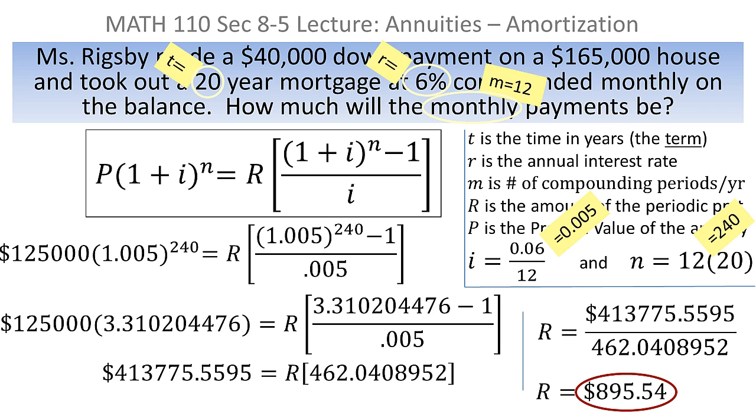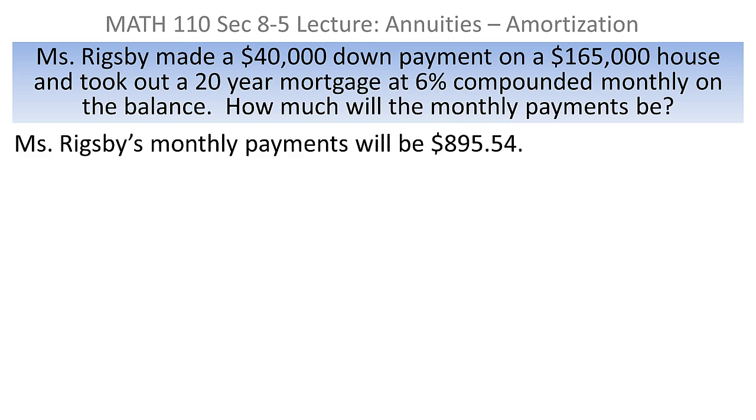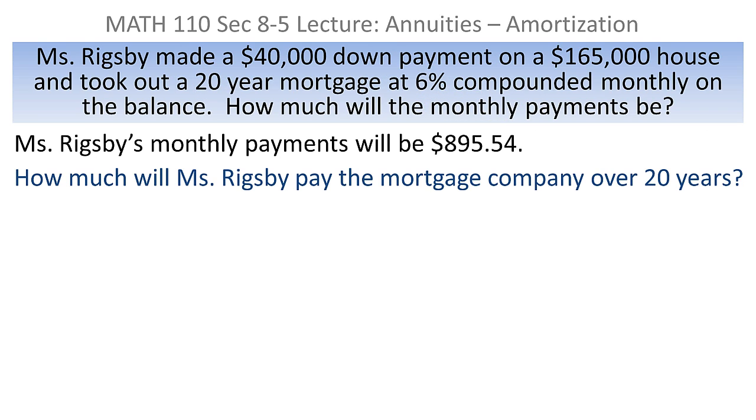$895.54. So if Ms. Rigsby takes out a $125,000 loan at 6% compounded monthly for 20 years, she will end up with monthly payments of $895.54. Let's follow that up with a couple of other questions.